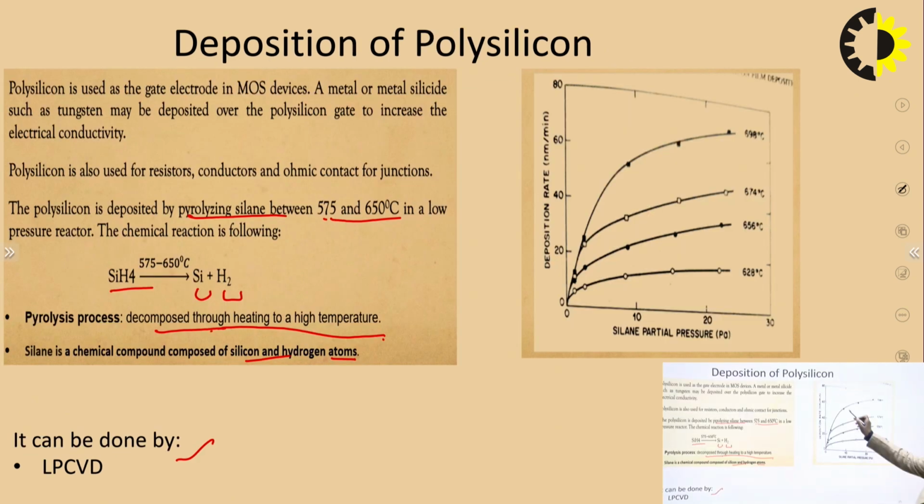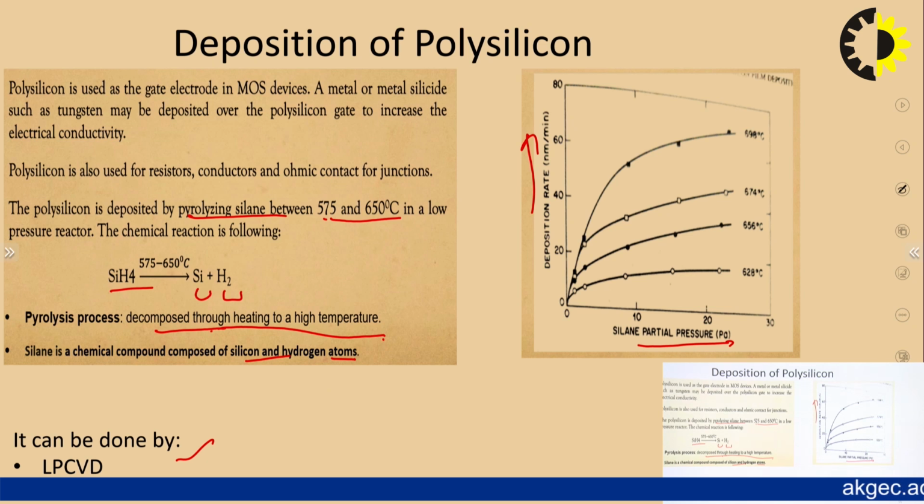This is the graph which I have shown. In the graph, the silane partial pressure is plotted on the x-axis, and on the y-axis is the deposition rate. So what is this showing? This is showing a non-linear relationship, and when the temperature is increasing, the deposition rate is also going to increase. It shows how the deposition changes with silane over temperature, right?